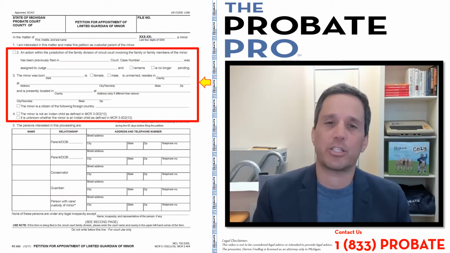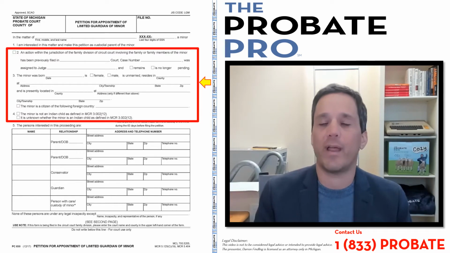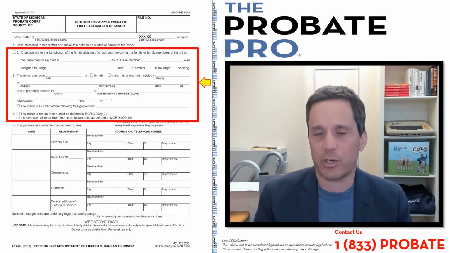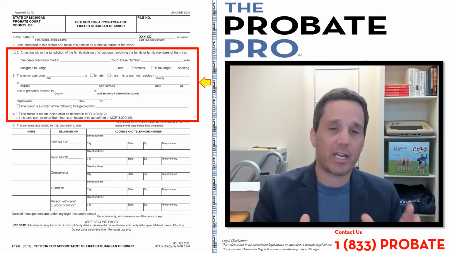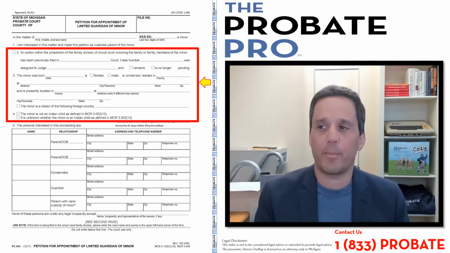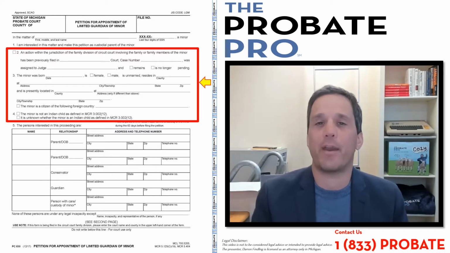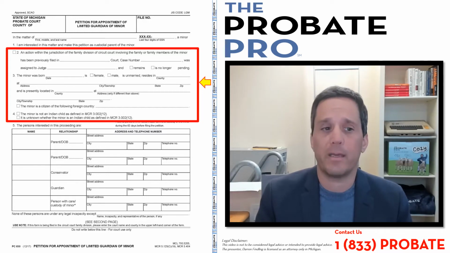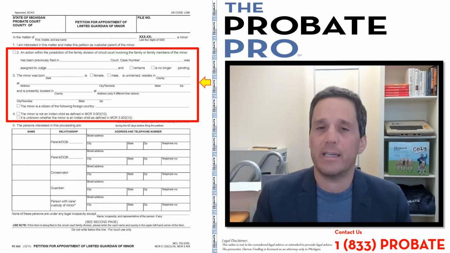The next section has a checkbox relating to whether there's already an existing action within the jurisdiction of the family division of the circuit court. And what that means is, is there already a custody matter or probate matter involving the same family member? And if there is or was, you'd identify the county, the judge, and whether that matter remains in place or whether it's no longer. Number 3, pretty basic data here.